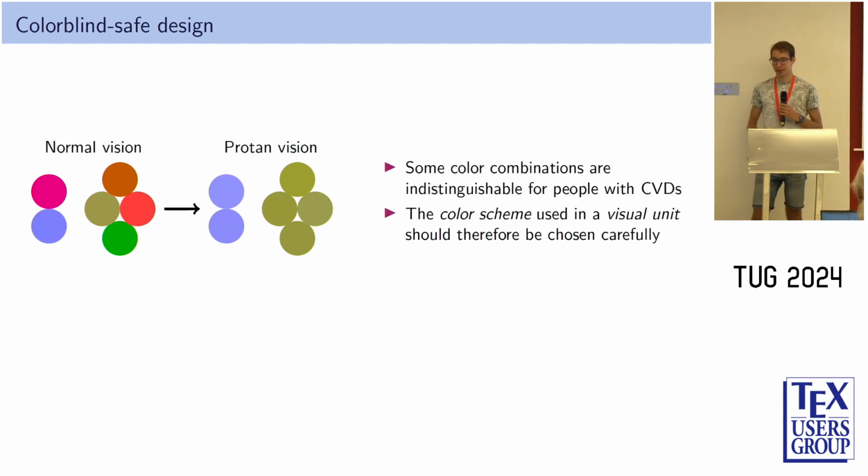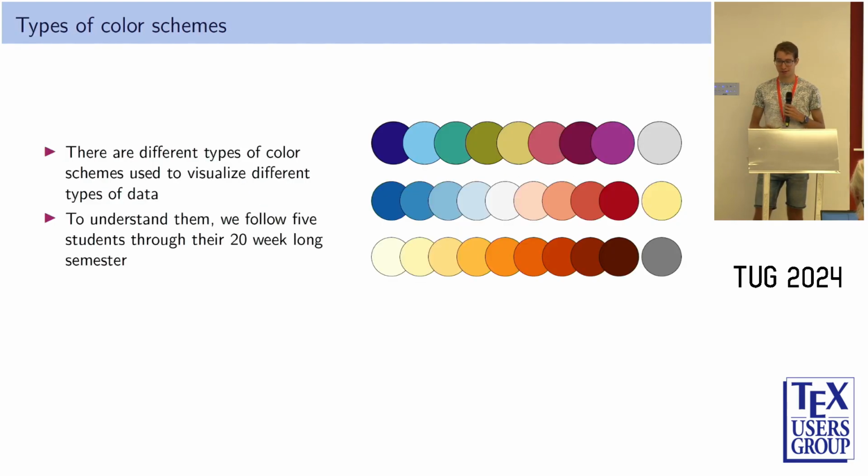So we have to pay attention to what color scheme to use in a graphic or in some visual unit. And for that we first have to understand what the color schemes are that we can actually choose from, because there are a lot of colorblind safe color schemes out there, but not every scheme is suitable for every purpose. And here on the right, you can see 3 different types of color schemes, and I will explain what each of them does. And for that, we just follow 5 fictitious students through a 20-week-long semester. And let's say at the end of each week, they have to take a test, which is graded from 1 being the best possible grade to 6 being the worst grade.